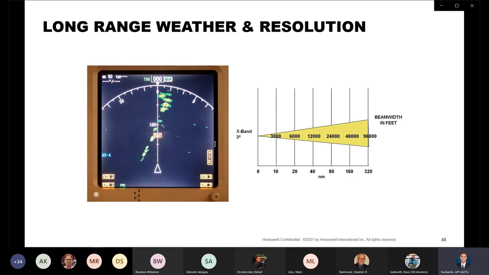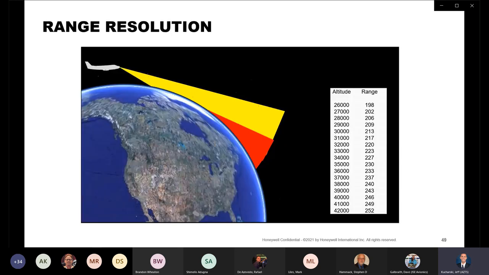At long ranges, the beam is extremely large, so everything will be shown as flight path weather since there isn't adequate resolution to separate it into flight path and secondary. But again, this should not be an issue because at this distance, the weather should only be considered strategically. As the weather gets closer, it will separate into flight path and secondary weather and provide adequate resolution for analysis.